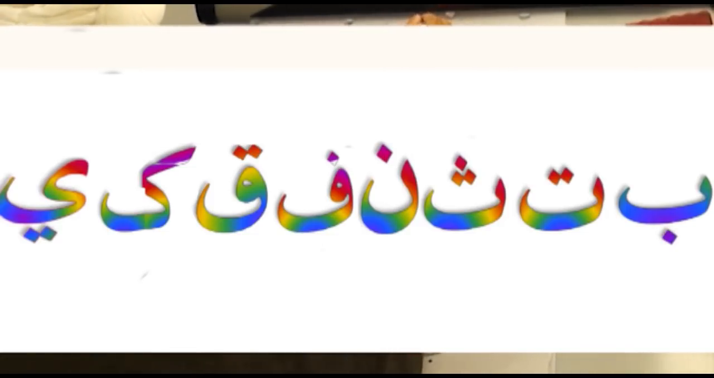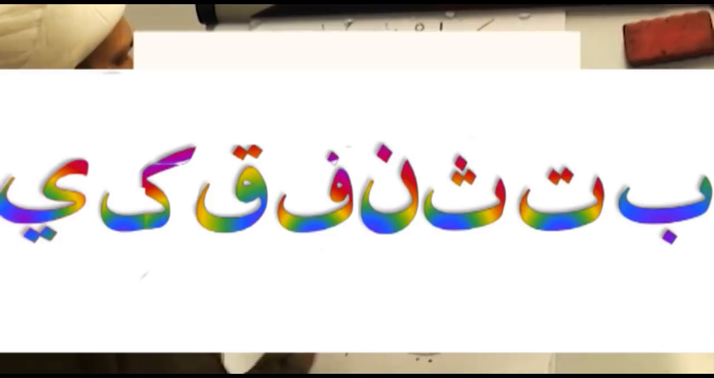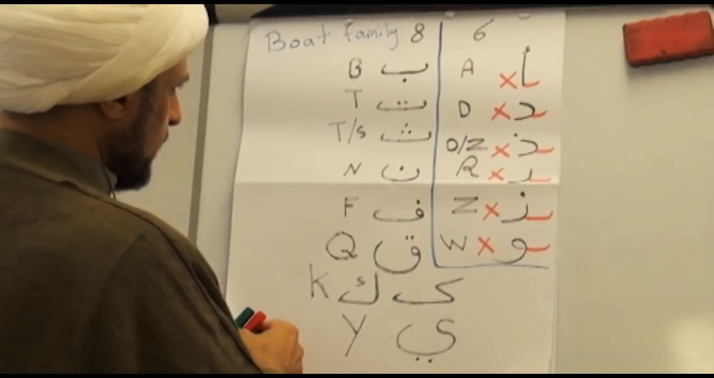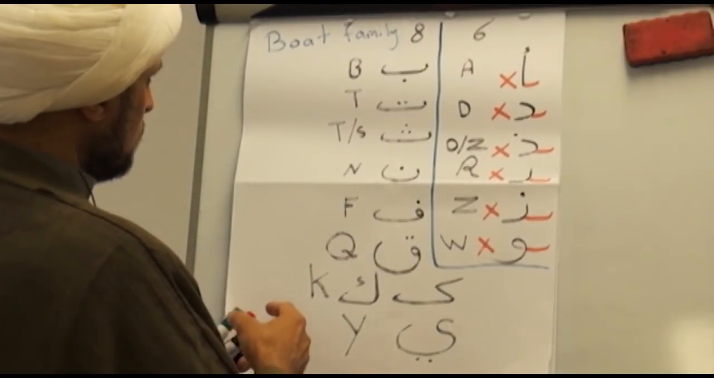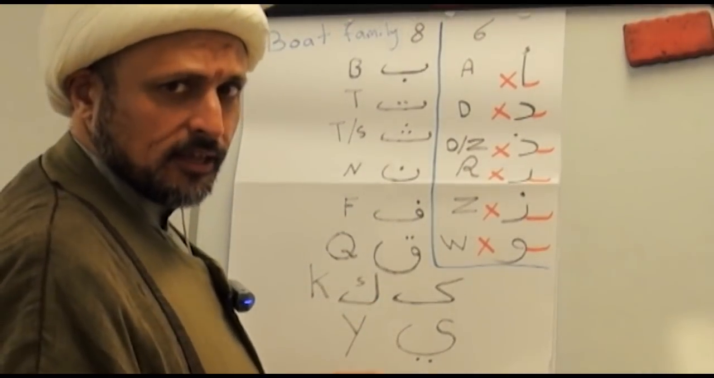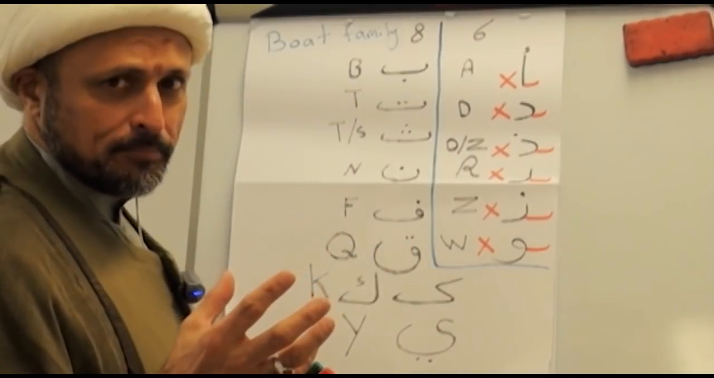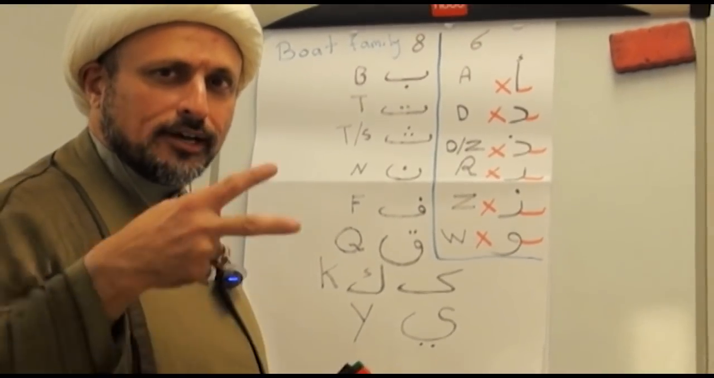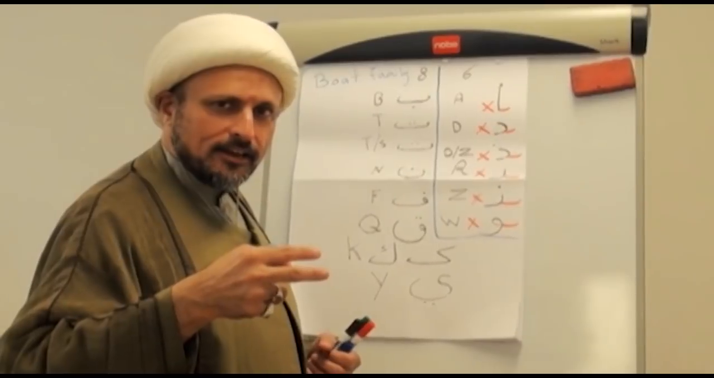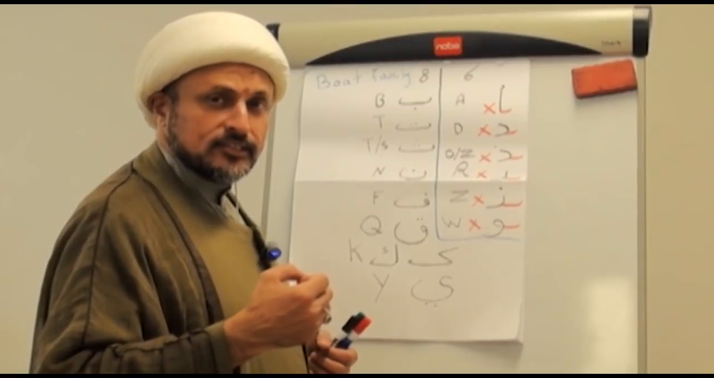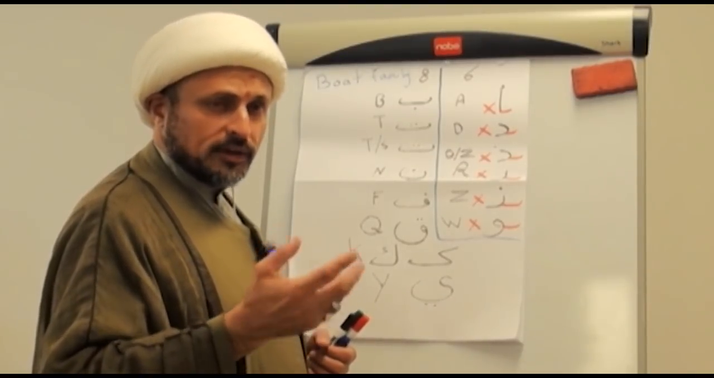1, 2, 3, 4, 5, 6, 7, 8. So I'll write 8 here, and these were 6. So these are the 8 boat family. How do they connect? It's easy. We are going to talk more about connections, but here I'm going to just tell you what's happening. You know, like some animals, they have a tail. So you cut the tail of that animal. Okay? So we are going to cut the tail of these letters in order to connect them with other letters.